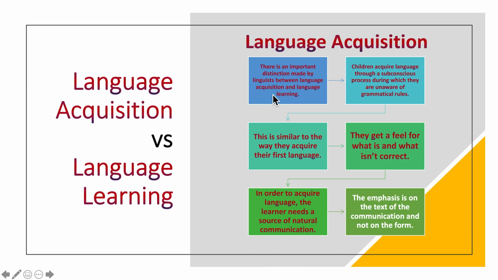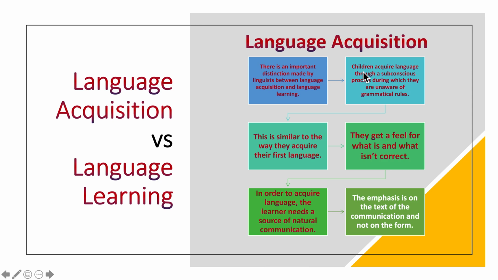Language acquisition is a natural process. Like you learned your first language, you acquired your first language. Okay? Language learning is not a natural process. It is not a deliberate process. It's a conscious process. Okay?